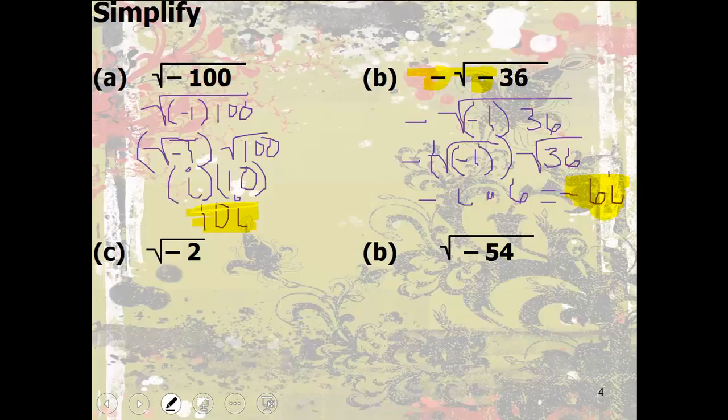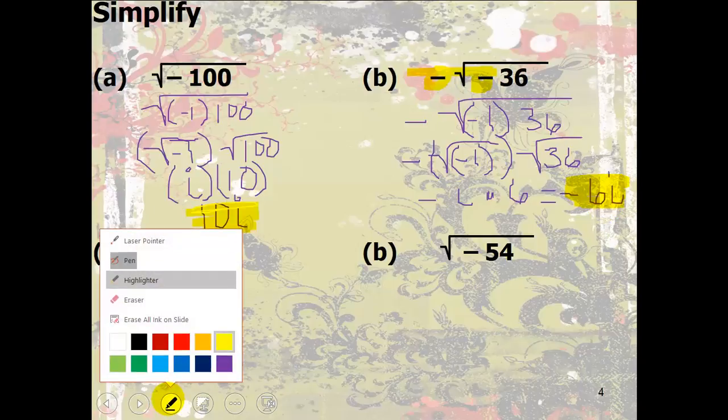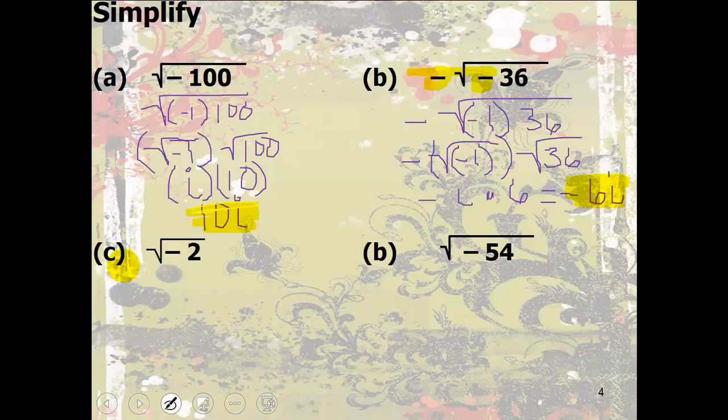If you're noticing, the negative just comes out and then we simplify the radical like we're used to doing way back from Math 7, pre-algebra. Okay, the square root of negative 2, the negative comes out as an i, and then we're left with the square root of 2, i root 2.